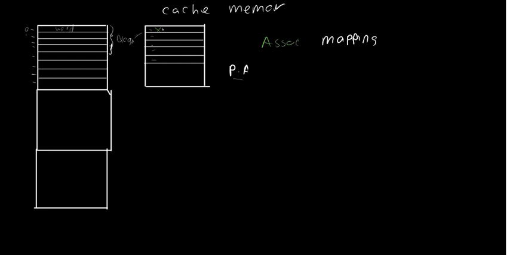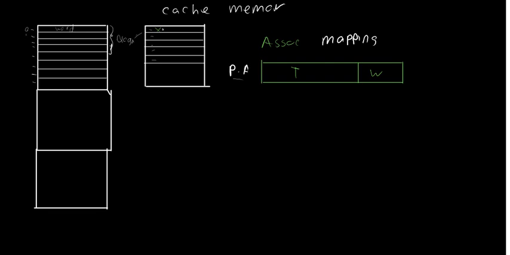Now in associative mapping, what is that? We have our physical address, but the only thing we care about is the word, and of course the tag. We only care about the word that we're using, and then the tag. Other things we don't care about, so we don't care about the line it will sit in, etc.